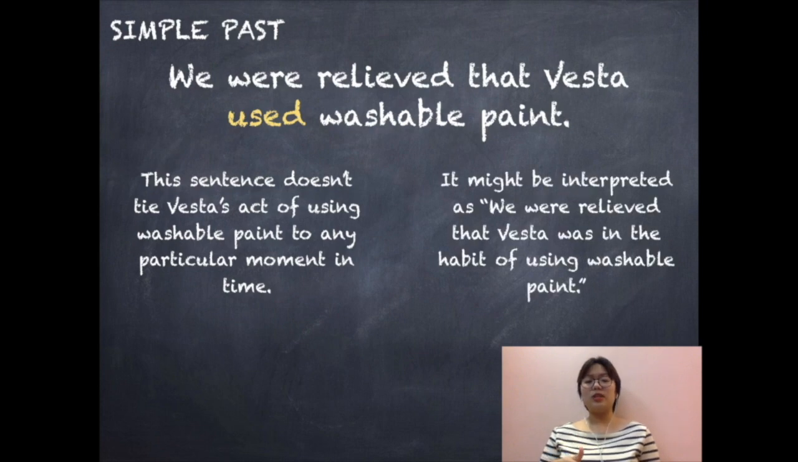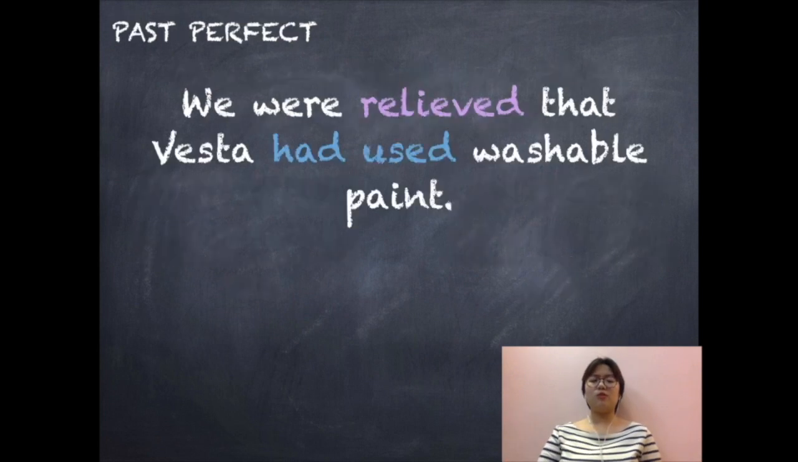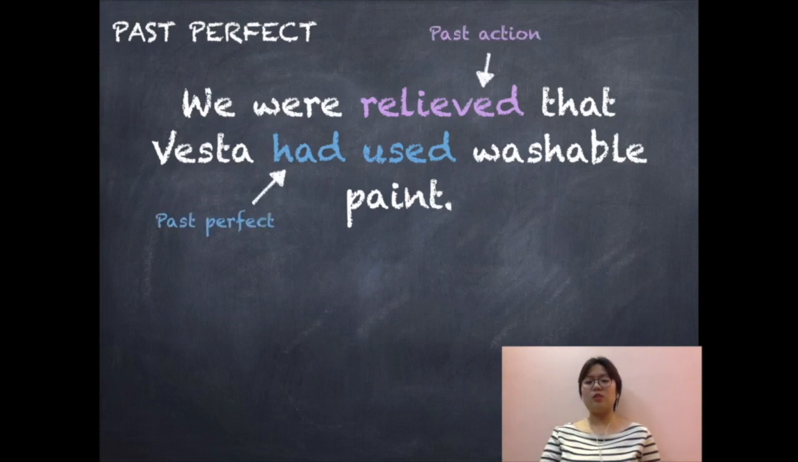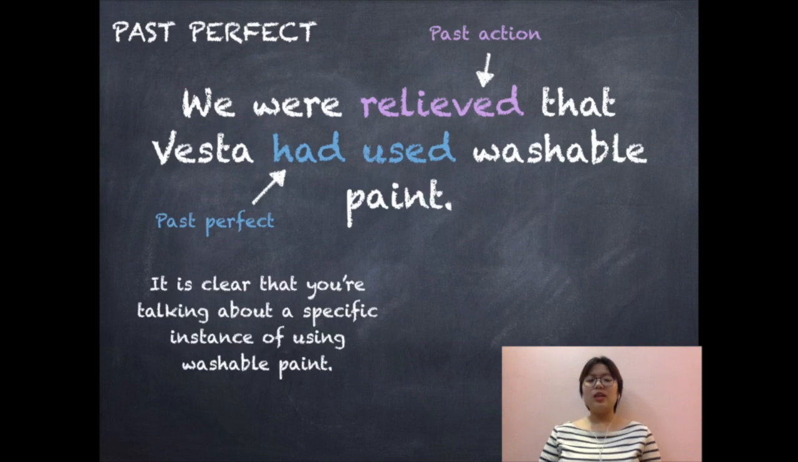And it could be interpreted in different ways, such as, we were relieved that Vesta was in the habit of using washable paint. On the other hand, for the past perfect version of this sentence, with had used as the past perfect and relieved as the past action, it is clear that you're talking about a specific instance of using washable paint, which means first, Vesta had used washable paint, then we were relieved of that action. Had used washable paint began and ended before another past action, which was relieved.